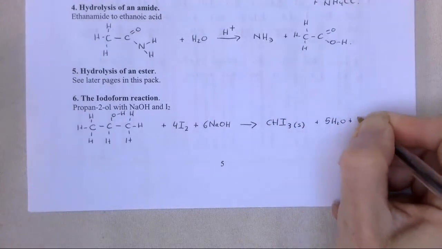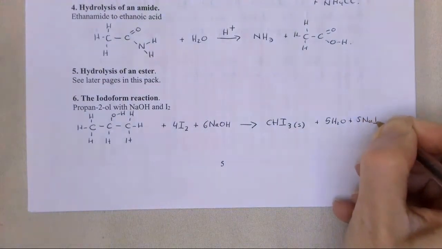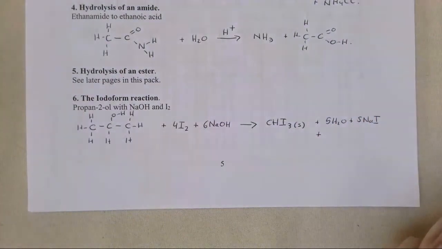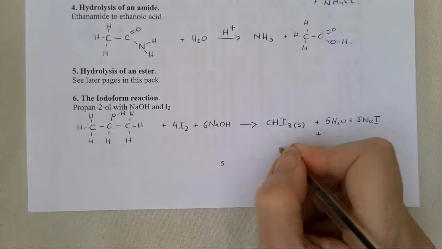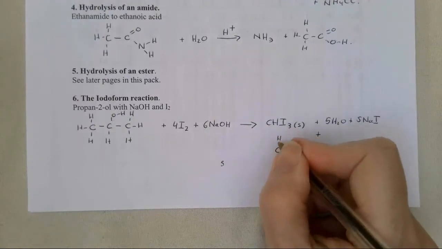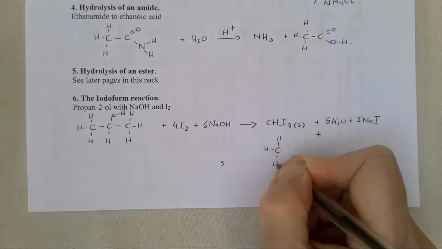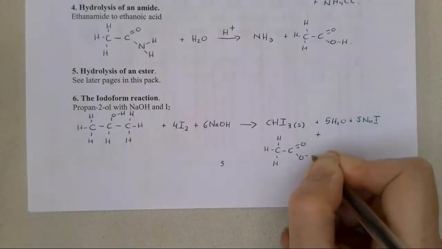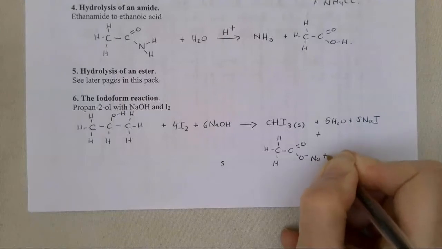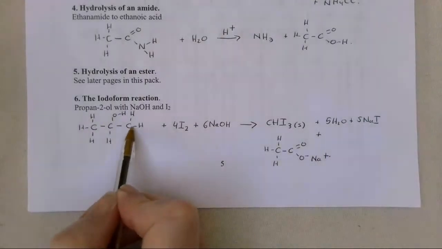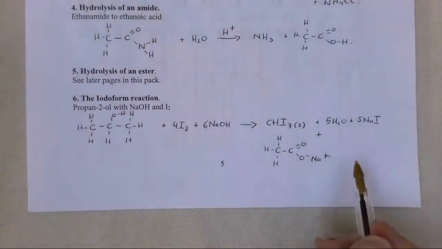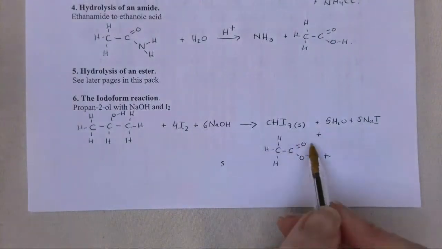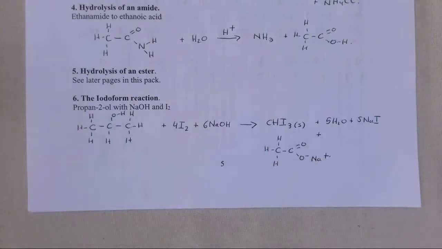I'm also going to get some sodium iodide, and this is the important bit in this case, I'm also going to get a carboxylic acid salt with one less carbon on it. So I've gone from a prop here to an eth here. If I now added a little bit of acid to this, I could get ethanoic acid to be produced.